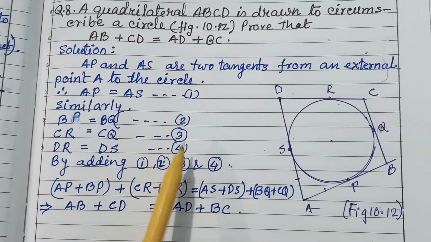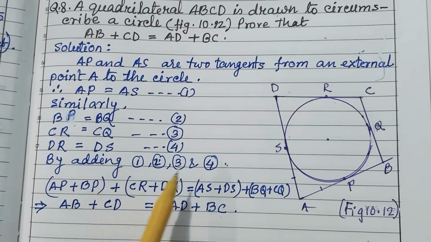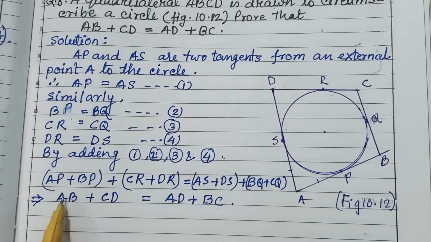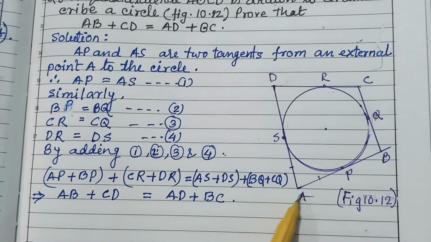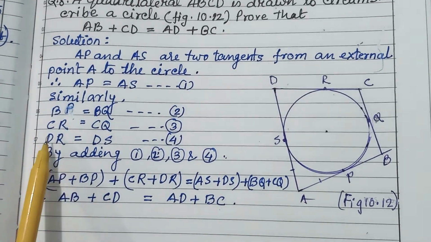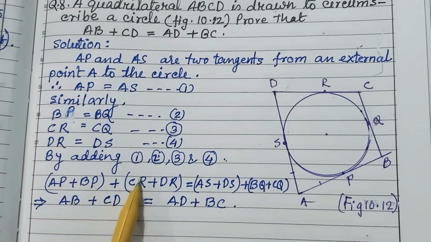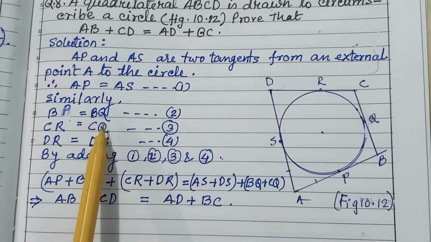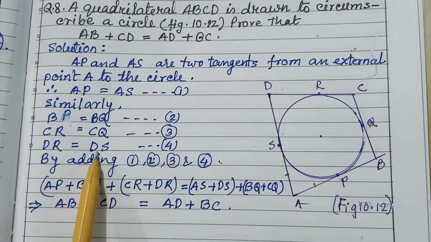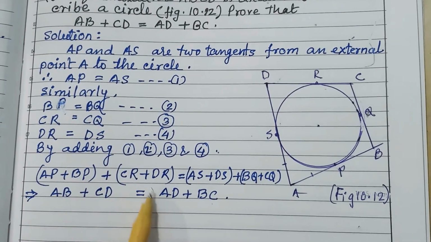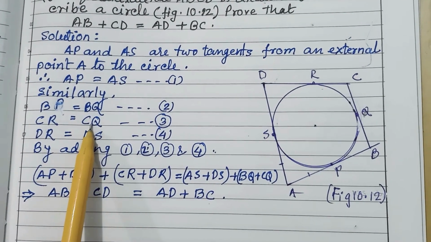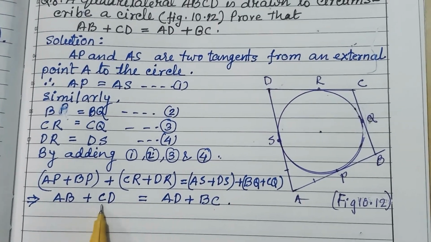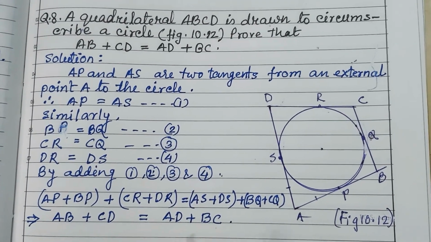Now by adding the first, second, third and fourth, we have got it. AP plus BP together is AB. Next, CR plus DR is equal to CD. Now on the right hand side, AS plus DS together is AD, and BQ plus CQ is BC. So therefore AB plus CD is equal to AD plus BC. Proved it. Thank you very much.